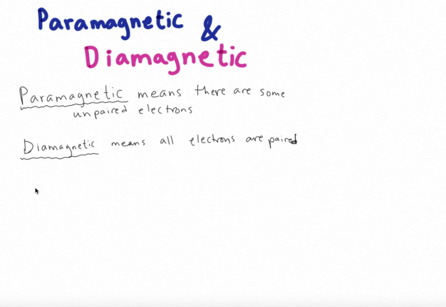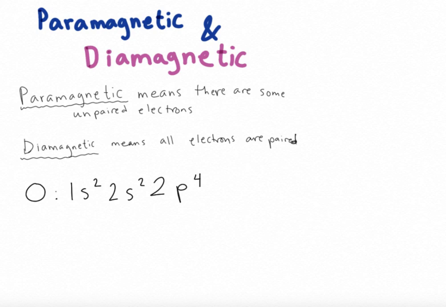Let's determine whether oxygen in its ground state is paramagnetic or diamagnetic. So the electron configuration of oxygen: it has 8 electrons, so that means we have to fill it up to 8. So that's 1s2, 2s2, and then 2p4. Okay, now that is the electron configuration of oxygen when it's in its ground state.